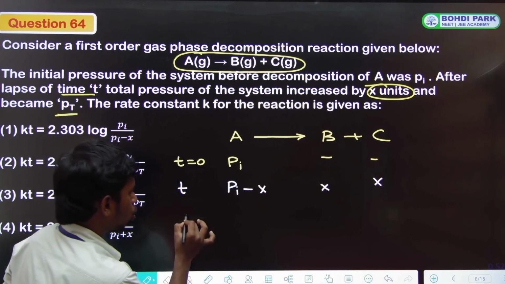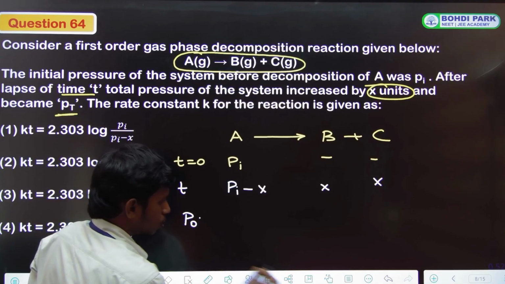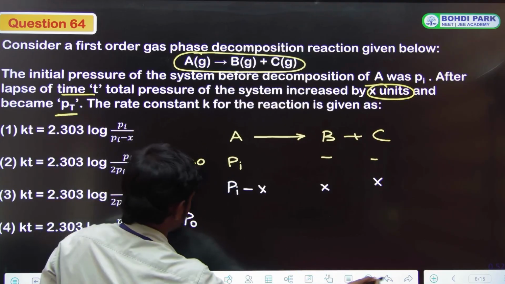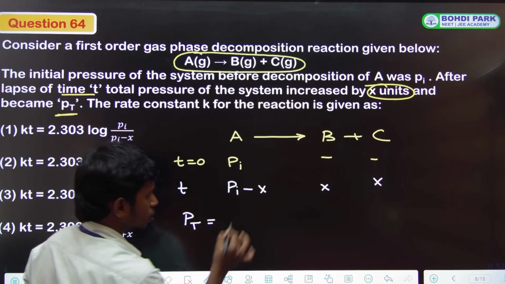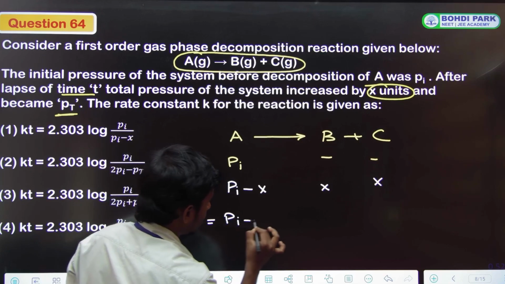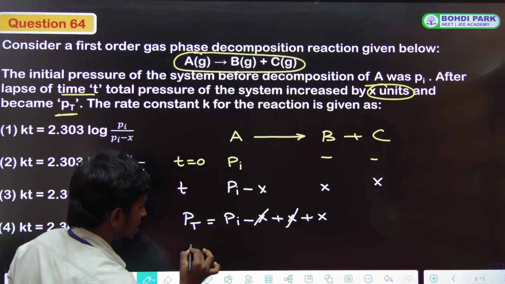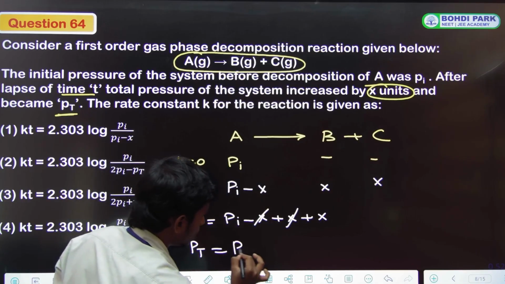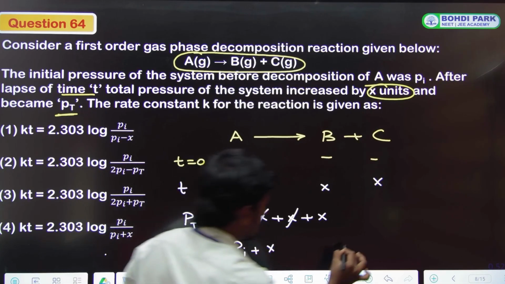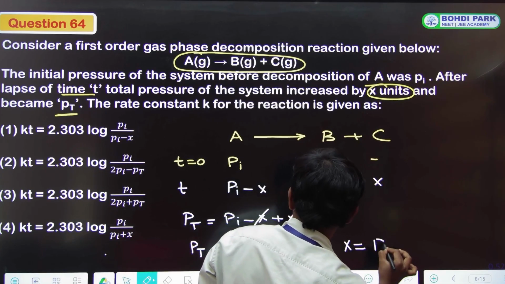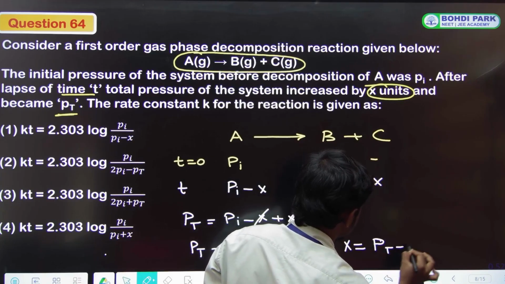Okay பா? இப்போ total pressure எவ்வளவா இருக்கும்? Total pressure PT is equal to total pressure. So we have to add everything. PI minus X plus X plus X. So plus X minus X cancel ஆயிடும். Total pressure is equal to PI plus X. Then what is the value of X? X is equal to PT minus PI.